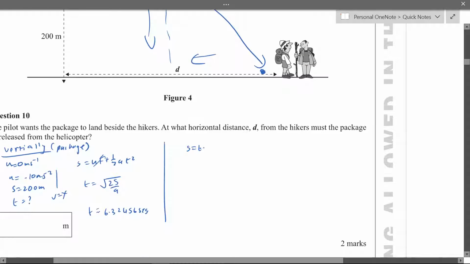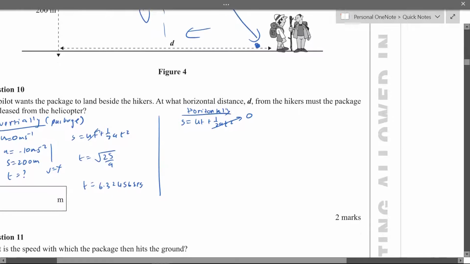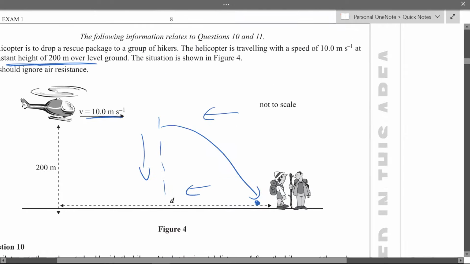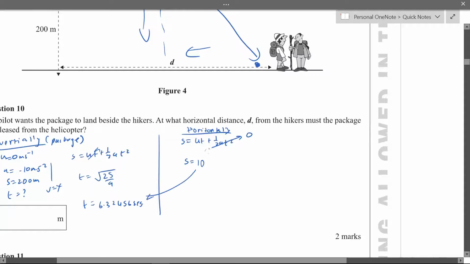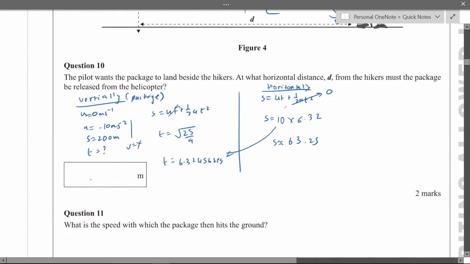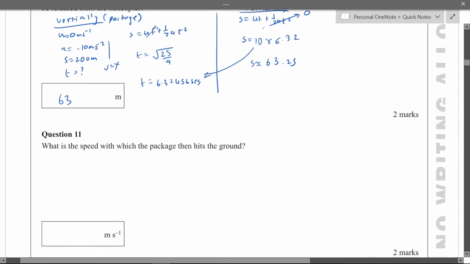So it's s equals ut plus half at squared, horizontally this time. But there's no acceleration horizontally, so it's just distance equals speed times time. So distance equals u, which we know is 10, they gave it to us, and time we just figured out. So s is approximately 63.25 meters, but I'll just write 63.